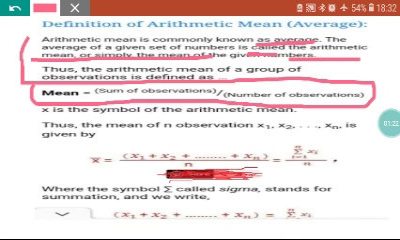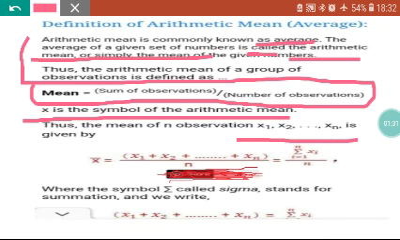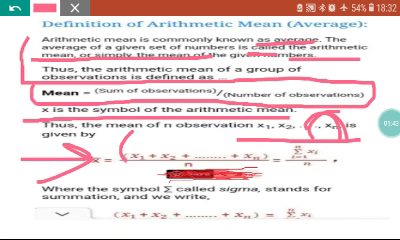Now suppose that x bar is the symbol of the arithmetic mean, and the observations are x1, x2, and so on. It can be infinite, so I have taken n here. See, the last one is n. Then what is the mean? This is the mean here: the sum of all the observations divided by n. n is the number of observations because the last one is n only.